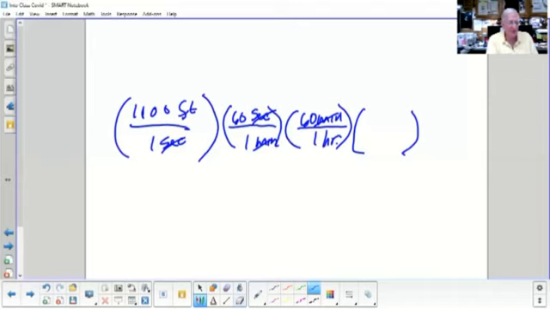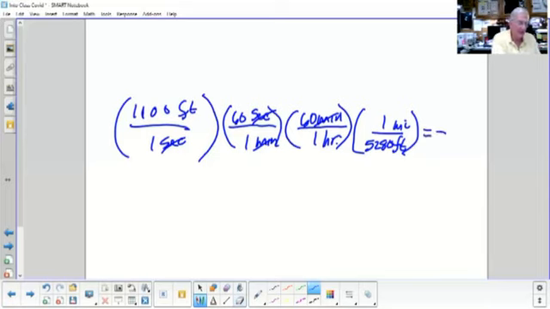Okay, so let's get this feet that's on top. We want it to go away. We want feet to be in miles. Now, are there 5,280 feet in a mile? Yes, there are. Or 5,280 miles in a foot? No, certainly not. Okay, so 5,280 goes here. All right, 1 mile goes on top.